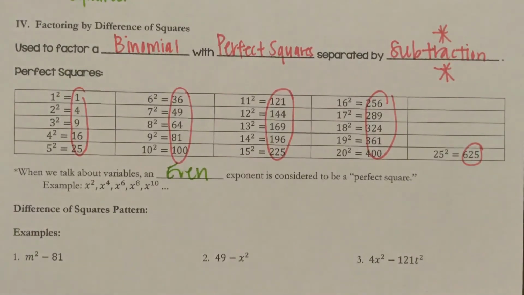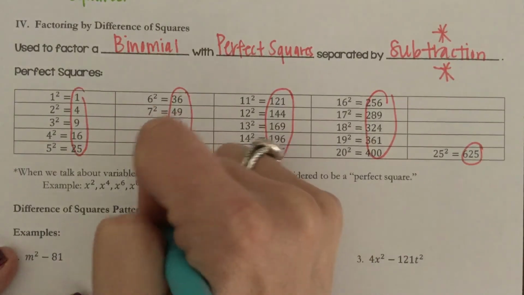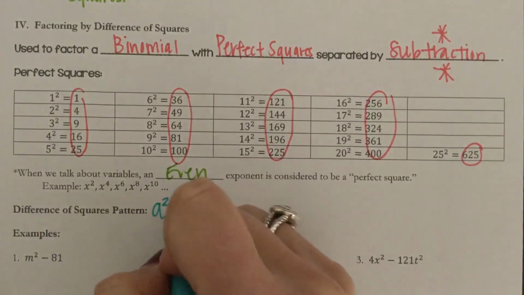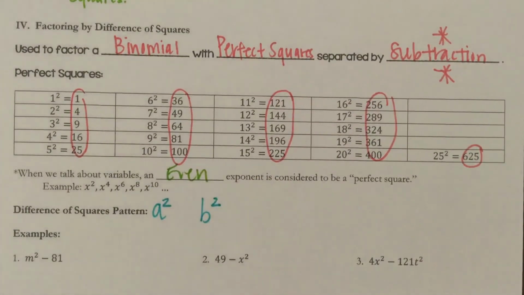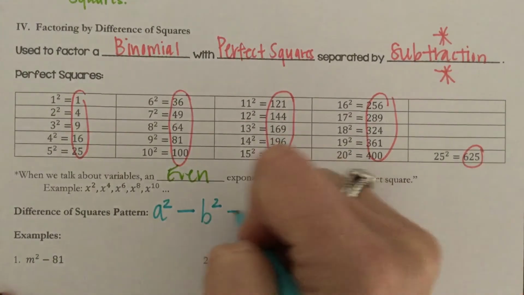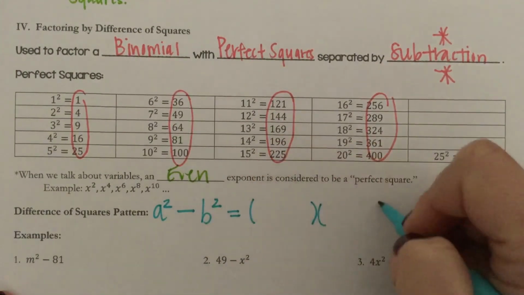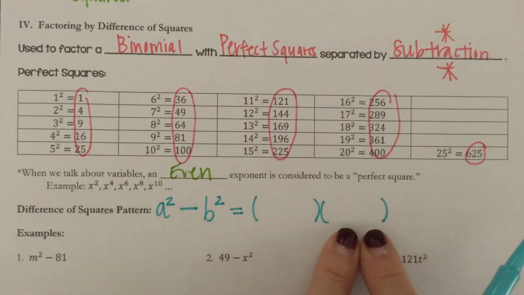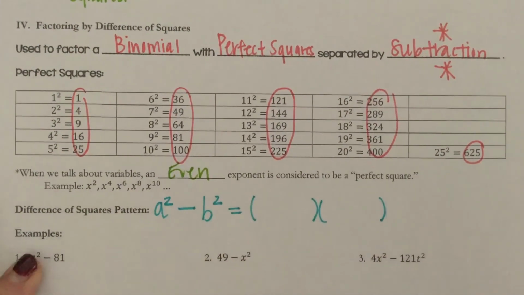All right, the pattern for difference of squares. Remember that we said that we were going to have 2 terms. So for now, we're going to call those A and B. We said that those terms had to be perfect squares, so the pattern is going to be that they are squared. And then we said that they had to be separated by subtraction, okay? So as long as I have something that fits this form, I will always be able to factor it into 2 binomials. So this binomial times that binomial.